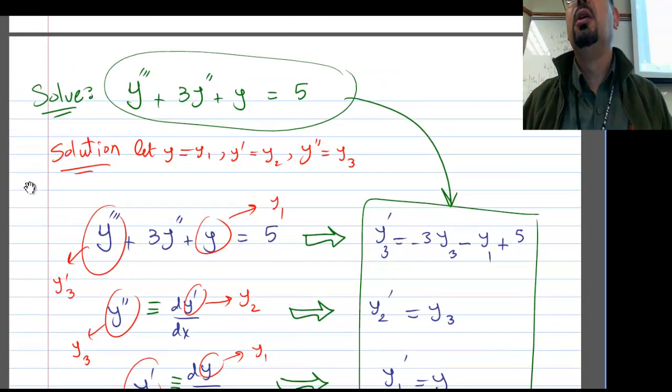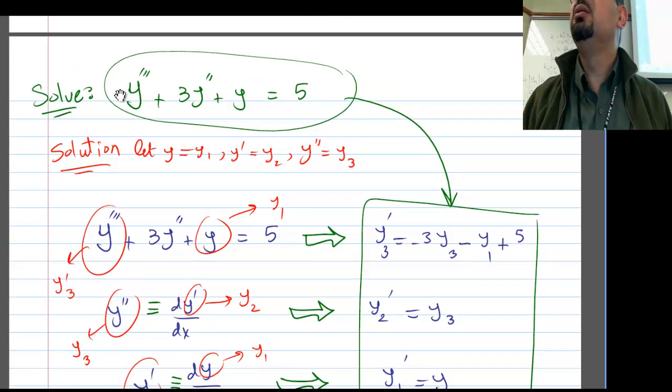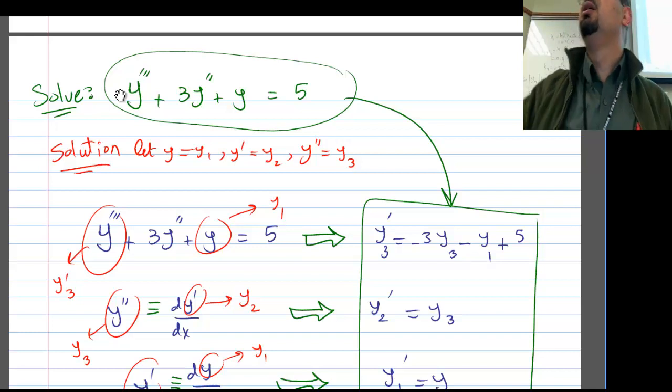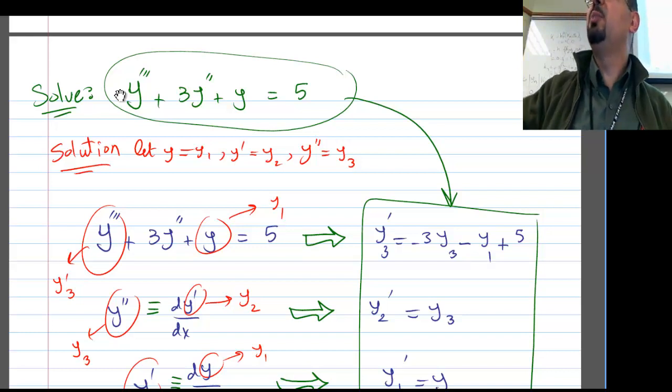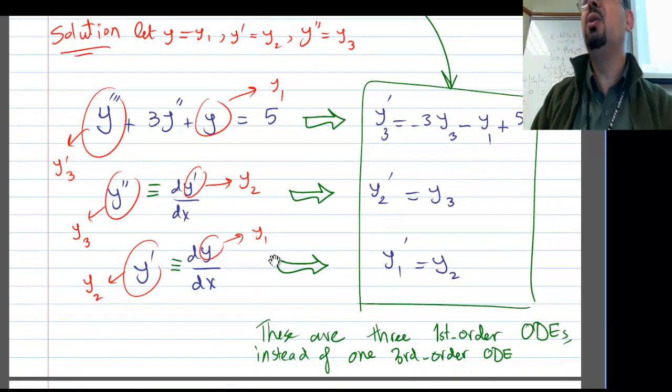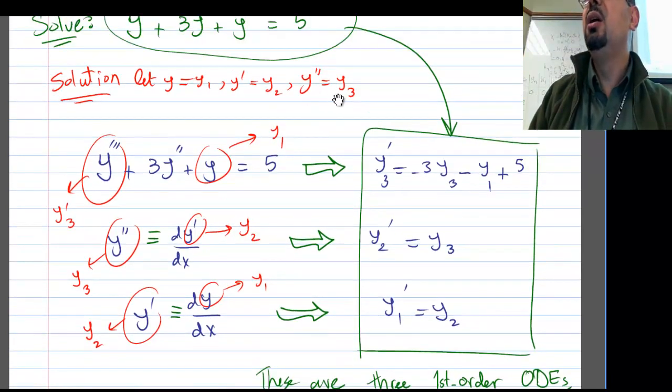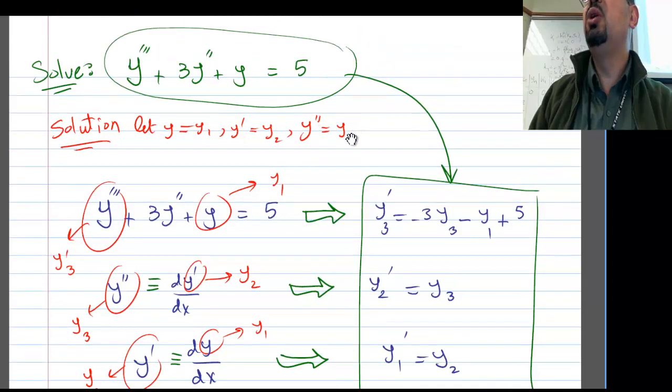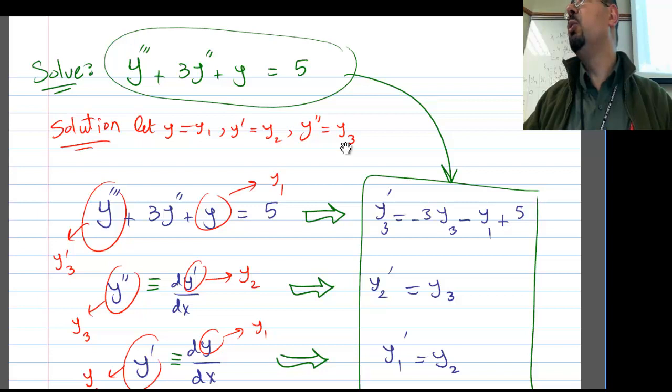So how do you turn this into 3 first order differential equations? Well, you basically say, I don't like y triple prime. I wish this was only y prime. It's the second derivative prime. So you can define the second derivative to be a new variable. Let's call it y3. It's a new variable called y3.